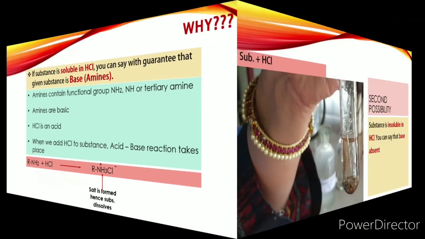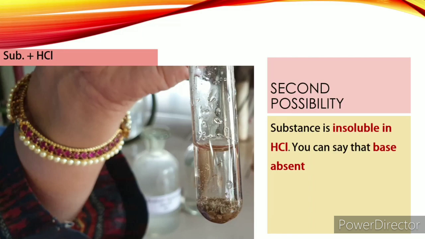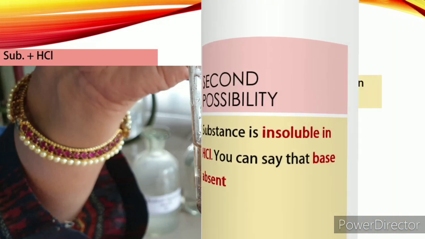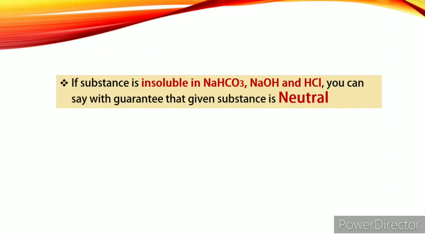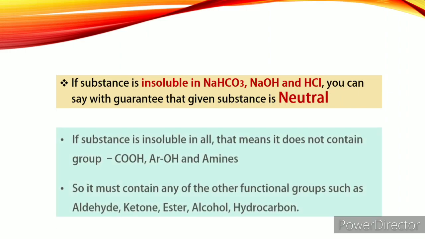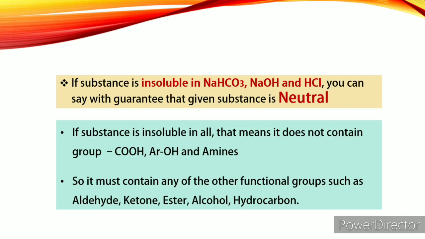Now consider the second possibility that your substance is insoluble in HCl. So in this case, your conclusion will be base absent. And if you find that your substance does not dissolve in sodium bicarbonate, NaOH and HCl, you understand that it cannot be an acid, cannot be a phenol, and it cannot be a base, so it should be neutral in nature. So which organic compounds are neutral? Carbohydrates, aldehydes, ketones, esters, alcohols, hydrocarbons, all these are neutral compounds.